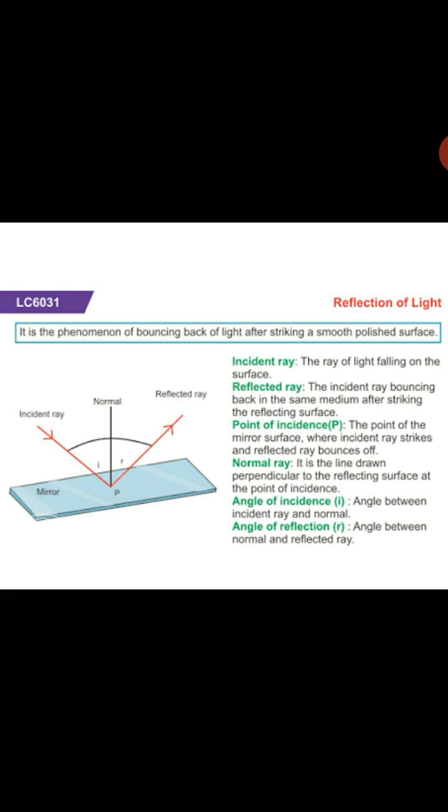Then how to define the reflected ray? The incident ray bounces back in the same medium after striking the reflecting surface. That ray is called the reflected ray. Now there is a point where the incident ray and the reflected ray meet. In the diagram, that point is shown as point P. The point on the surface where the incident ray strikes and the reflected ray bounces is called the point of incidence.